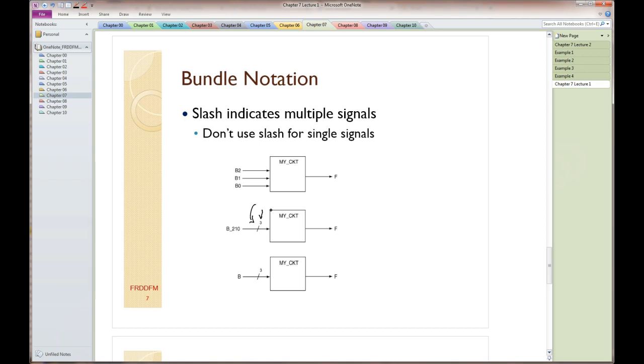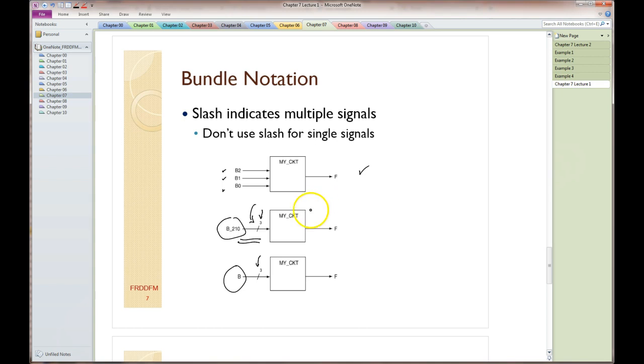So this is an example where we start off with something we've seen before, a circuit with 3 single-bit inputs and a single-bit output, and we're changing it to this bundle notation here. So we change the signal name to something that looks clever. B210 kind of sort of relates to this B2, B1, B0. Here's another version here. I got rid of the B210 and just included the B. Once again, it's also a 3-bit signal. These are typical ways to represent multiple signals on a single line.